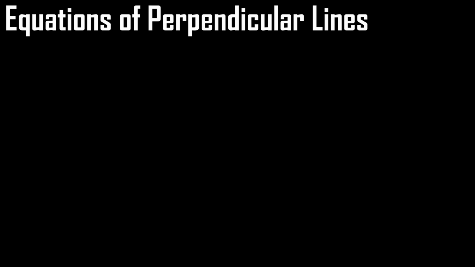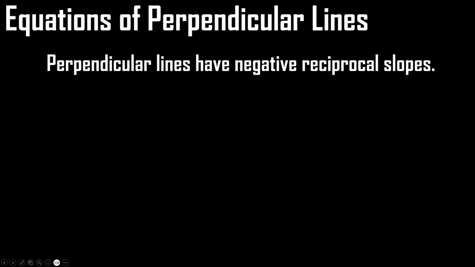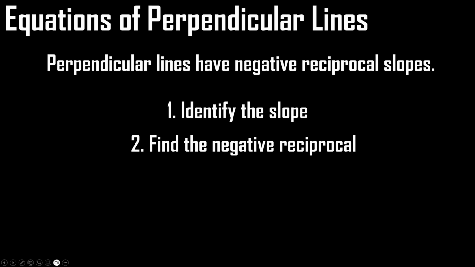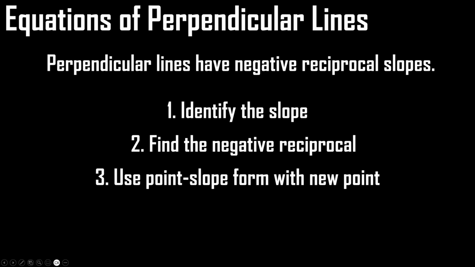So now let's talk about perpendicular lines. Perpendicular lines have negative reciprocal slopes. If the slope of a line is m, a perpendicular line has a slope -1 over m. There's again 3 steps that we'll follow. Step 1, we're going to identify the slope of a given line. Step 2, we're going to find the negative reciprocal. Then step 3, we're going to use point slope form with the new point.